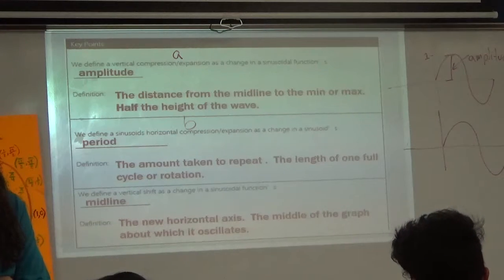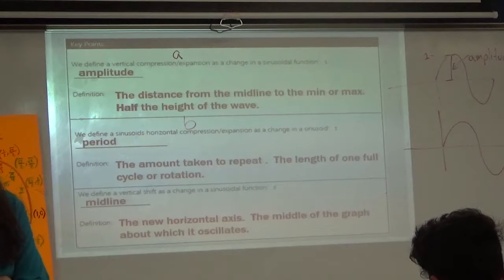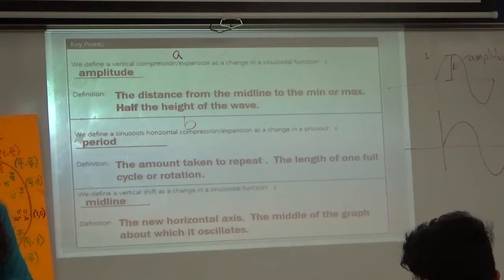Yeah. Sine and cosine. So you gotta remember which one's which. I didn't see that. That's right. Cool.